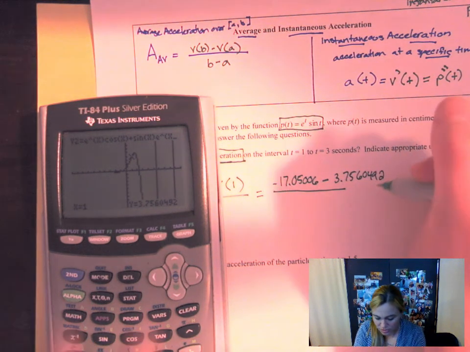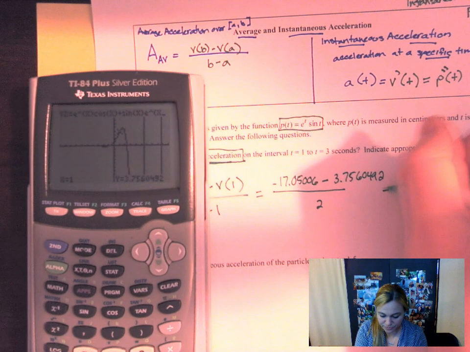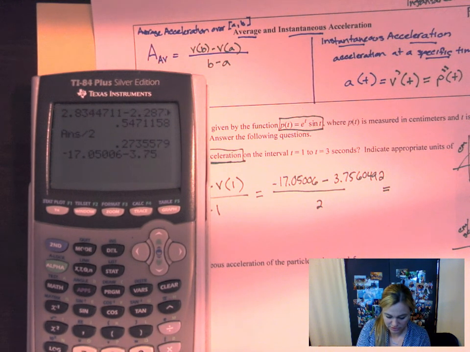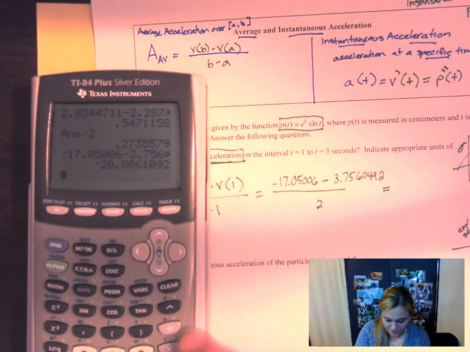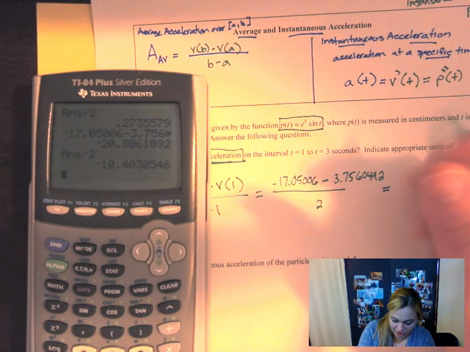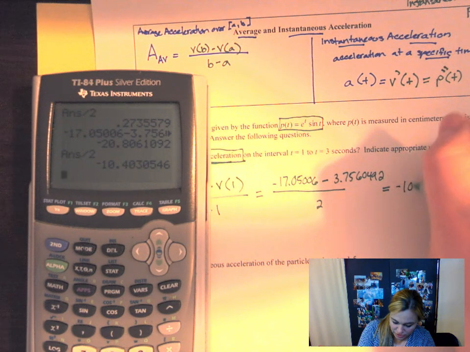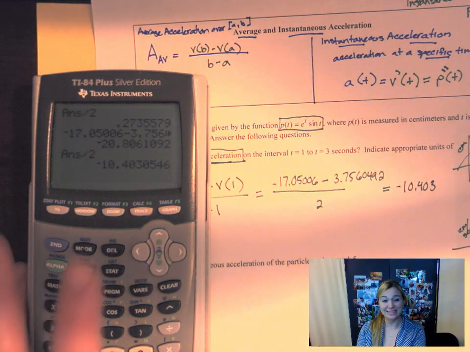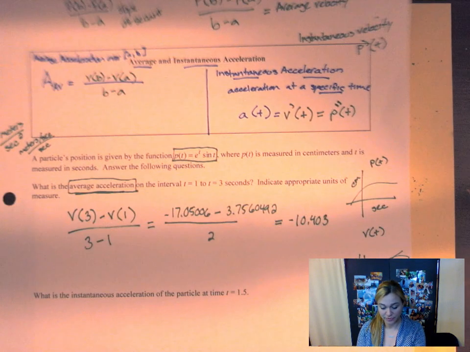3.75604992. 3 minus 1 is 2. So -17.05006 minus 3.7560492. I'm going to divide this by 2 right now. I get -10.403. So now I can take this to 3 places after the decimal.